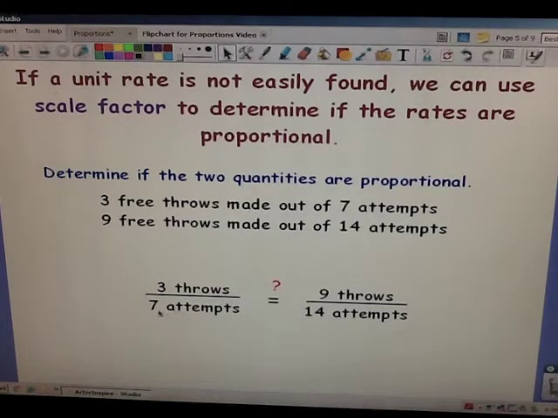Okay, first look at your 7 attempts. We want to go from 7 to 14. What is our scale factor? How can we go from 7 to 14? Well, we can multiply by 2. 7 times 2 is 14.